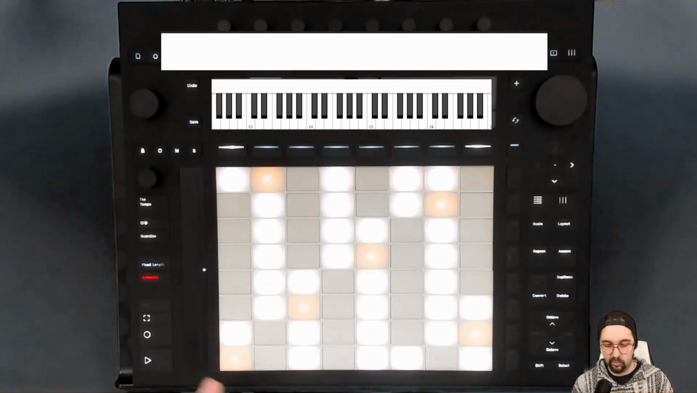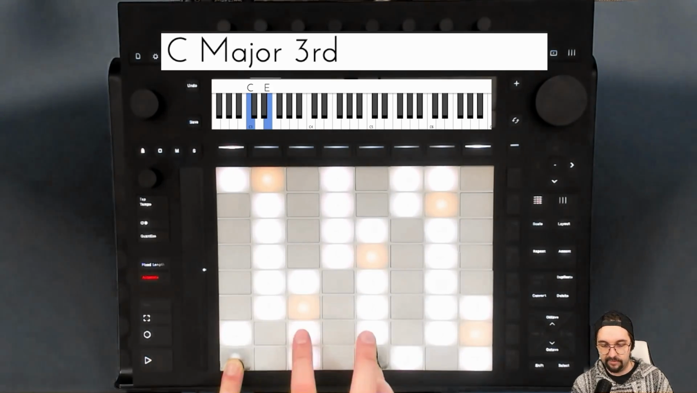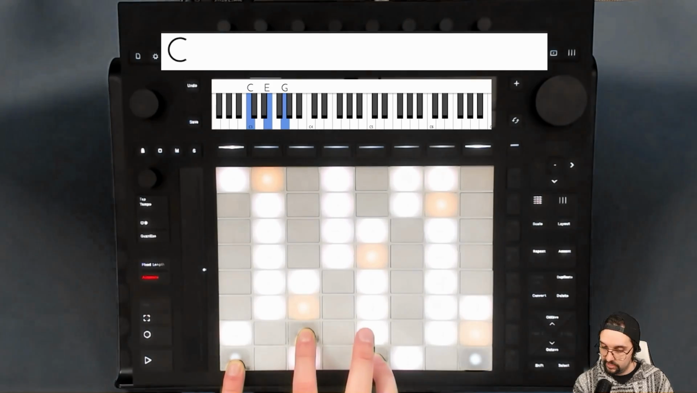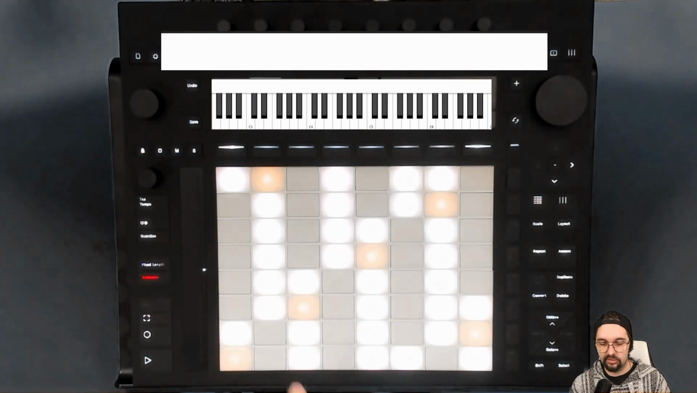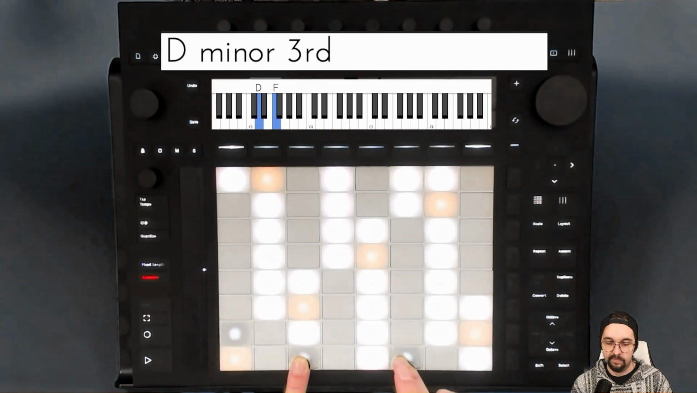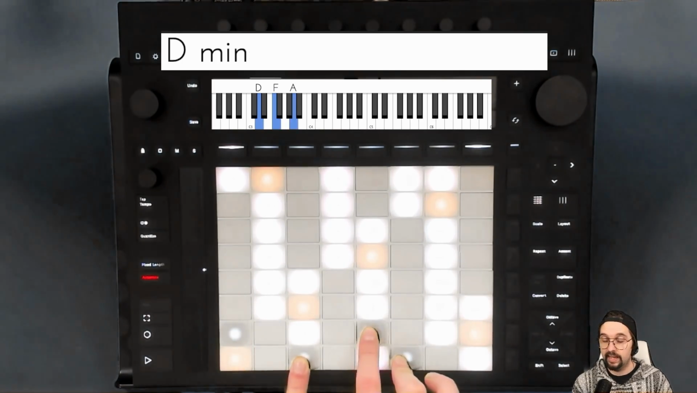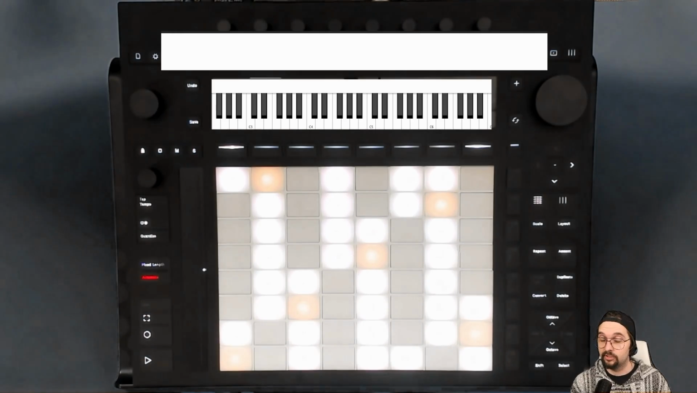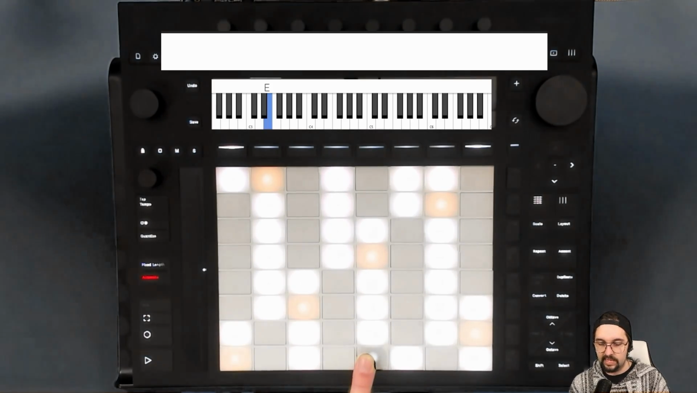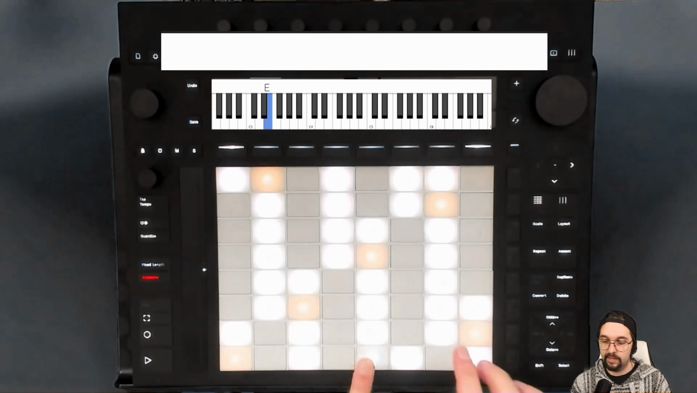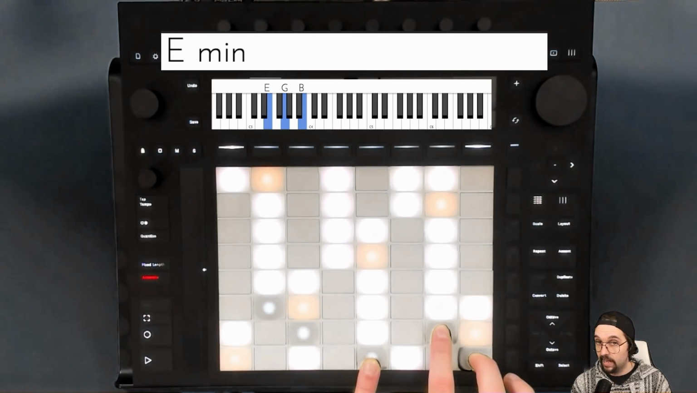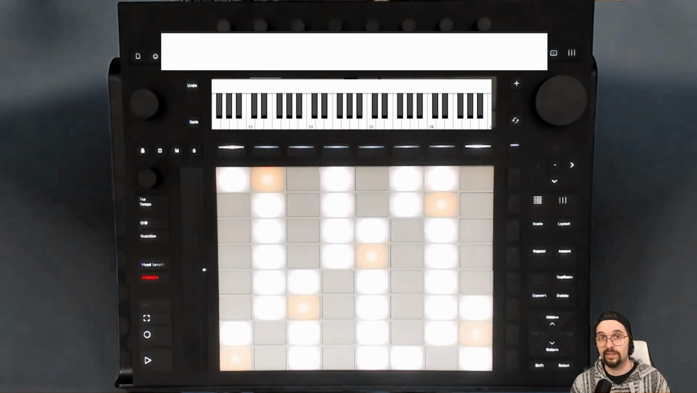We have number 1 starting with C. Let's skip the D, play the E, skip the F, play the G. We get a C major triad. A 1 chord is a major chord. Now let's go to D. We'll play D, skip E, play F, skip G, play A. We get a D minor triad, so our 2 chord is minor. Let's continue. E, we skip the F, we play G, we skip the A, we play B. We get a minor triad once again, so our 3 chord is minor.